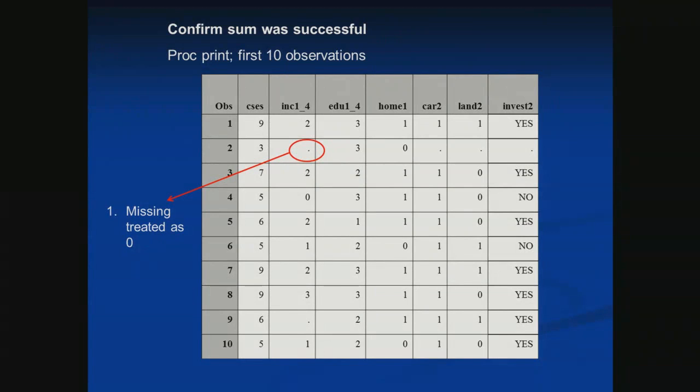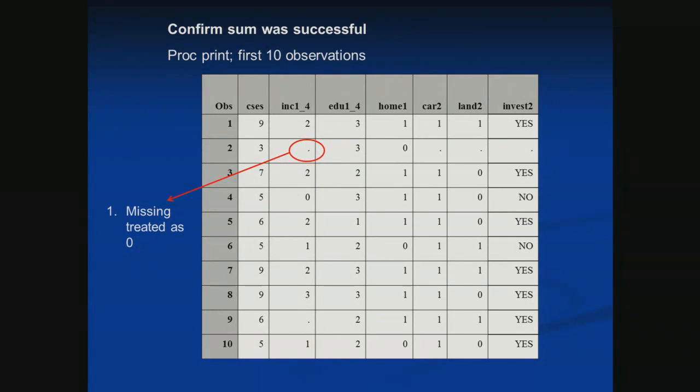Then I have to ask myself, is that a reasonable thing to assume that if someone's missing income, that they have the lowest income? Because that's what a 0 means. No, they can't be; either you have to impute data or you have to exclude them. So I have to think about what I tolerate. When I have scores, how many missings will I tolerate?